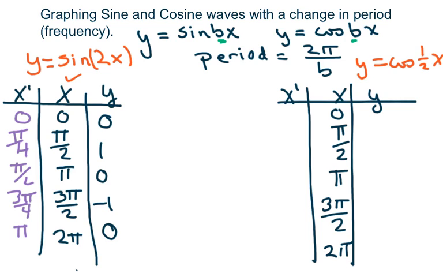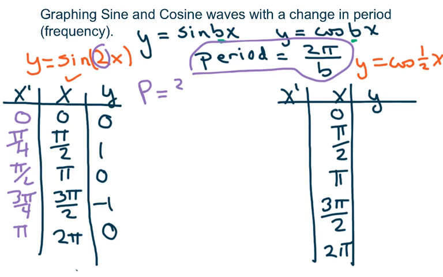What this means is the sine is going to make a complete wave or rotation type thing, frequency. Instead of making a complete wave in 2 pi radians, it's going to make a complete wave in just pi radians or 180 degrees. And the formula is right here. If you want to know the period, this is our b, which is 2. So the period equals 2 pi over 2, which equals pi.